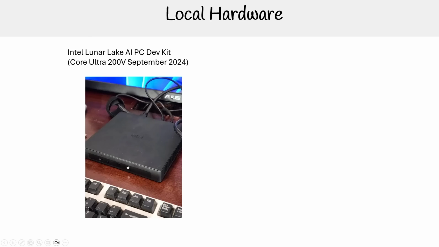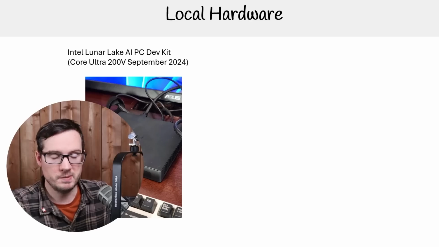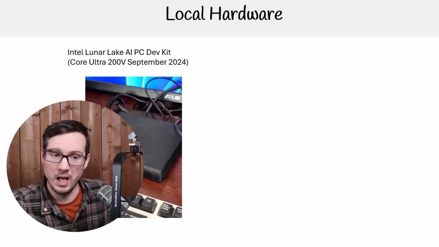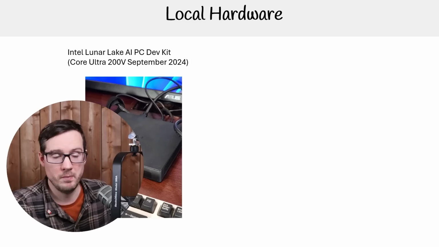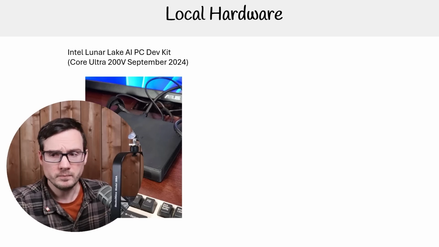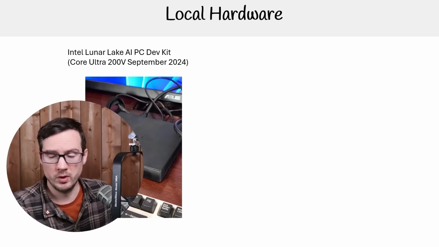But what I have is an Intel Lunar Lake AI PC dev kit. Its proper name is the Core Ultra 200V series, and this came out in September 2024. It is a mobile chip, and the chip is special because it has an iGPU, so an integrated graphics unit. That's what the LLM is going to use. It has an NPU, which is intended for smaller models. But that's what I'm going to run it on.